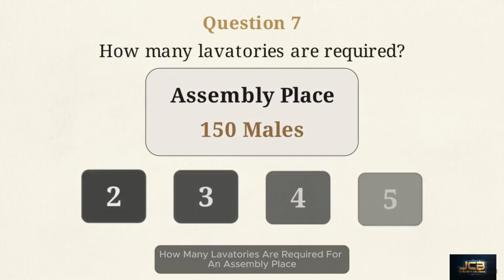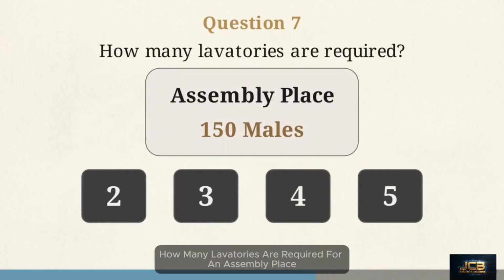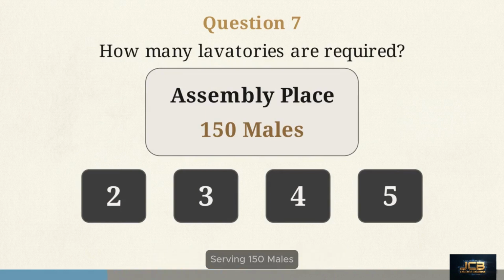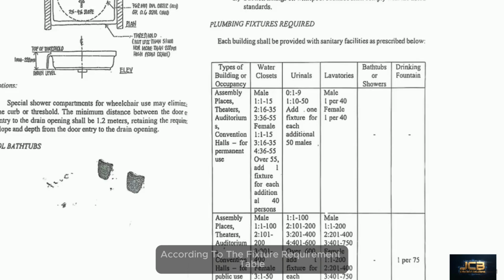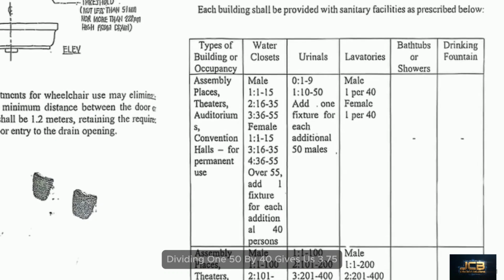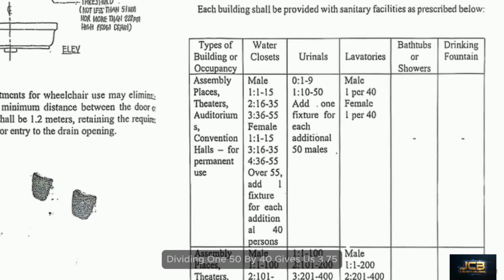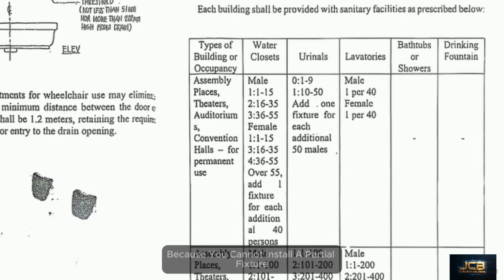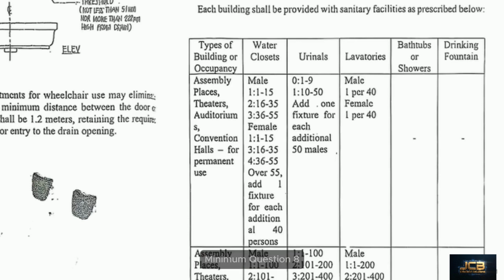Question 7. How many lavatories are required for an assembly place serving 150 males? According to the fixture requirement table, male assembly halls require 1 lavatory for every 40 persons. Dividing 150 by 40 gives us 3.75. Because you cannot install a partial fixture, you must provide 4 lavatories to meet the code minimum.